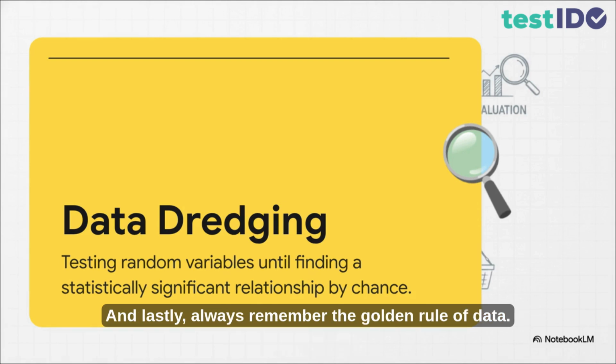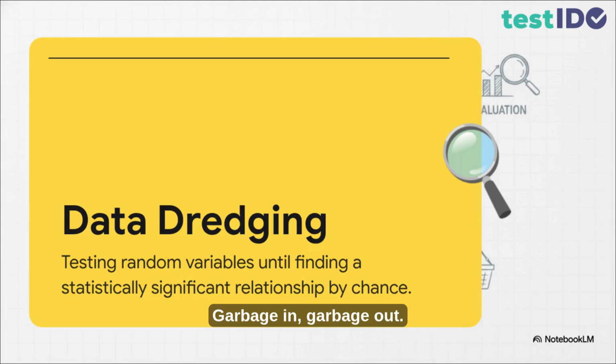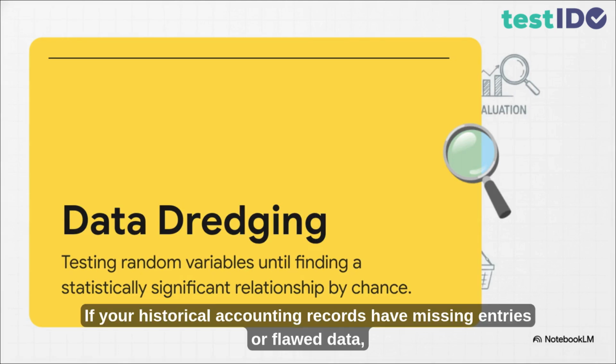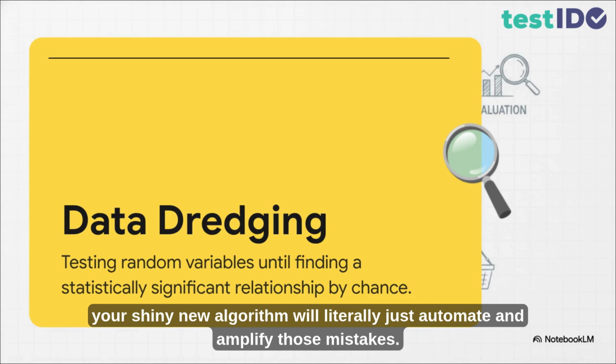And lastly, always remember the golden rule of data. Garbage in, garbage out. If your historical accounting records have missing entries or flawed data, your shiny new algorithm will literally just automate and amplify those mistakes.